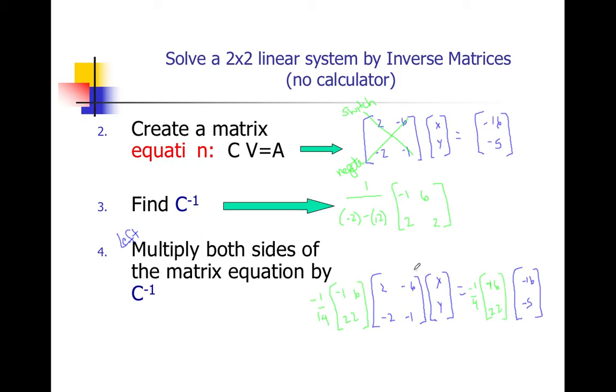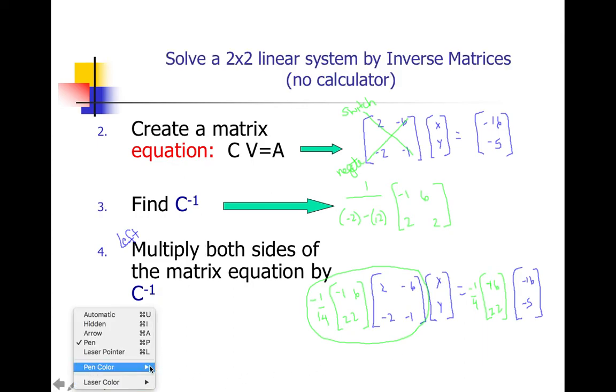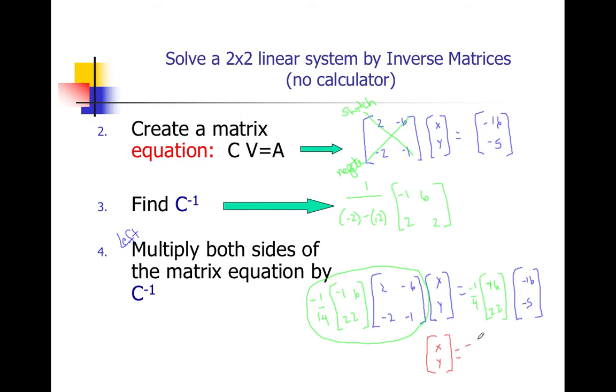Remember, you don't actually have to multiply these. You're multiplying C times C inverse. Therefore, that's going to be the identity. The identity times xy is just going to be xy. And I'm going to get positive 16 and negative 30, which is negative 14.